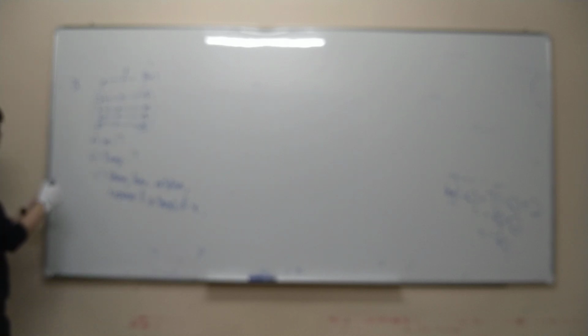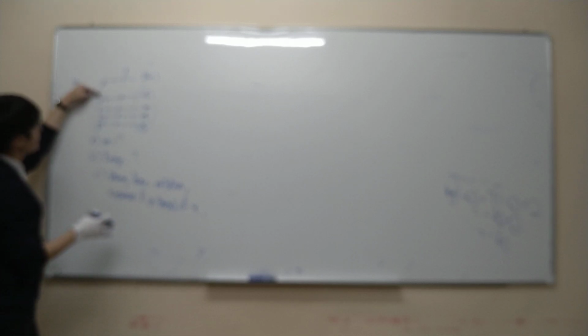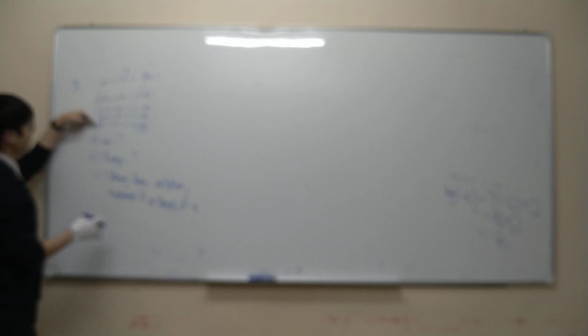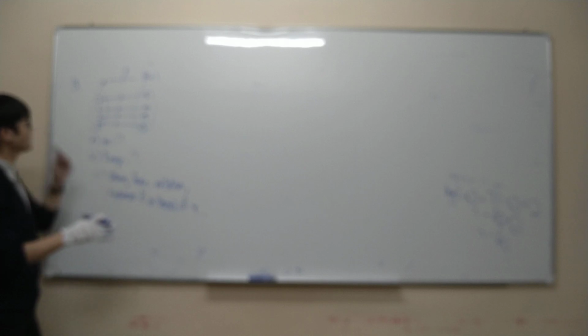Okay, ini soalan dia. Let's try to do it. First, they want you to find the value of n. So first, you need to know what is the relation. Okay, what is the relation? So negative 2 change to negative 5, 6 change to 19, 8 change to 25, so 4 change to what? So you need to know the relation lah.